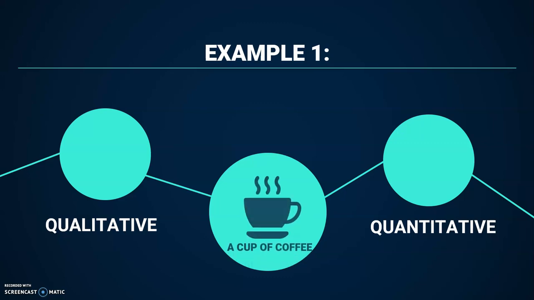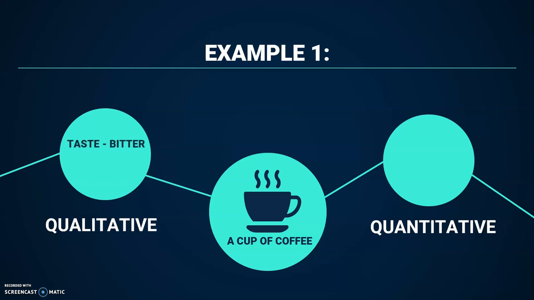Okay, let's look at the first one. As simple as a cup of coffee. So what are some of the qualitative parameter that we can say about a cup of coffee? The characteristics of a cup of coffee that we cannot measure using numbers. Okay, for example, the taste. The taste of a coffee is bitter. Do you see any numbers involved there? No, right? So that is the qualitative parameter. And the color is black. There's no need number to it.